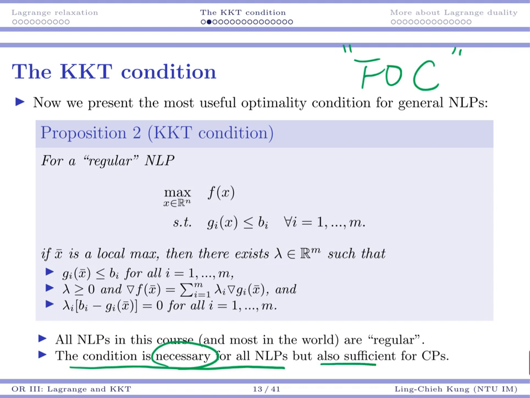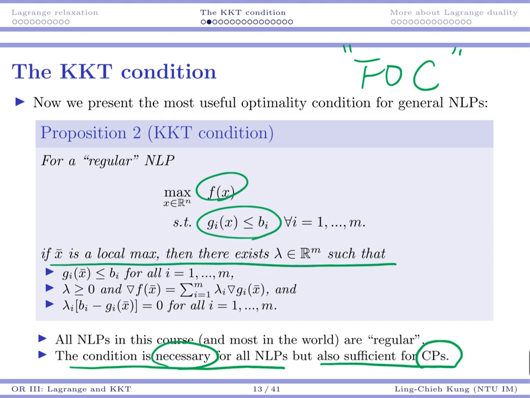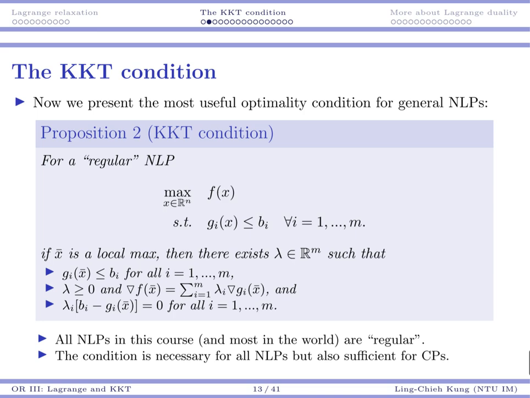Okay, but if you have a convex program, if the feasible regions are convex, then this becomes a necessary and sufficient condition. Okay, so that's about the KKT condition. So these are just words. Let's get some more insights about the KKT condition.